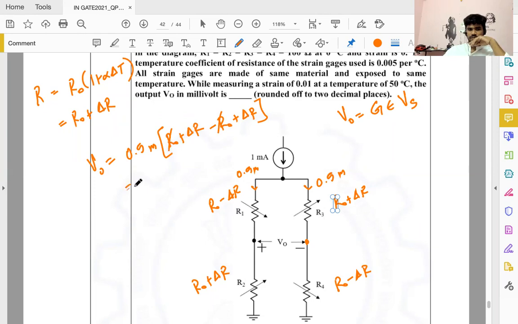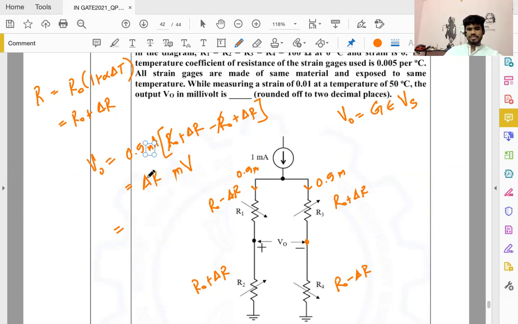So this will get cancelled. You have R times, this is in milliamps, this is in ohms. So you get 2 del R. Again, let me highlight that. This is in milliamps. There is a 2 del R. So 2 times 0.5 is 1, so you have del R in millivolts.